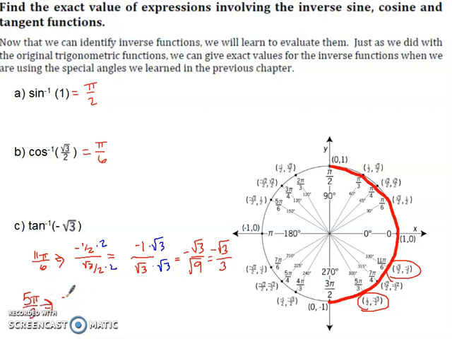Finding the tangent of this angle, I've got negative square root of 3 over 2 over my x value of 1/2. So y over x, or sine over cosine. Again, multiplying numerator and denominator by 2, I can reduce these fractions, leaving me with negative square root of 3 over 1, which does simplify to negative square root of 3. That is the tangent value that I'm looking for, so the angle that gives me that tangent value is going to be 5 pi over 3. So inverse tangent of negative rad 3 is 5 pi over 3.